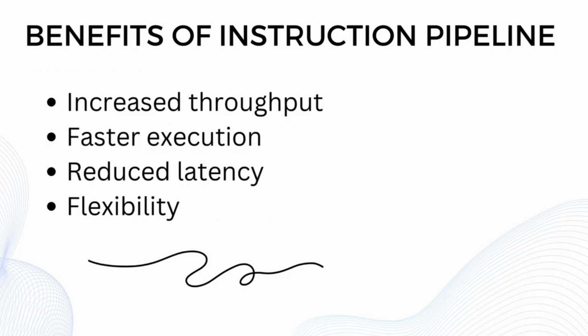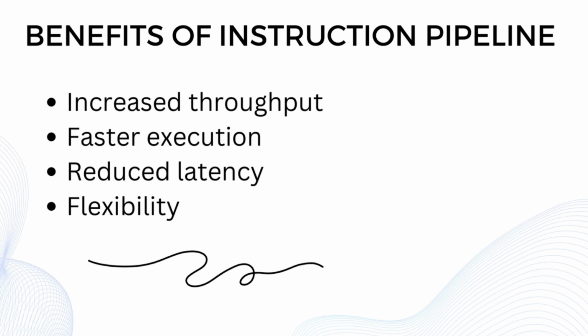Then, benefits of instruction pipeline. First one is increased throughput. By dividing the processor's work into smaller, more manageable pieces, instruction pipeline implementation allows for parallel execution of instructions. This results in an increase in the number of instructions processed per unit time, thereby increasing the overall throughput of the processor.